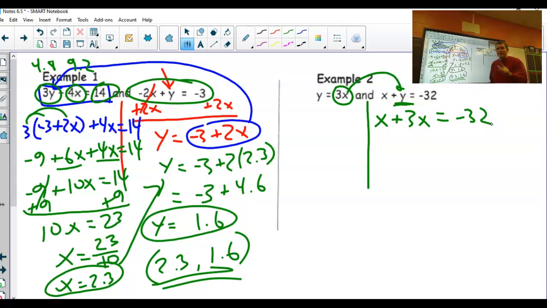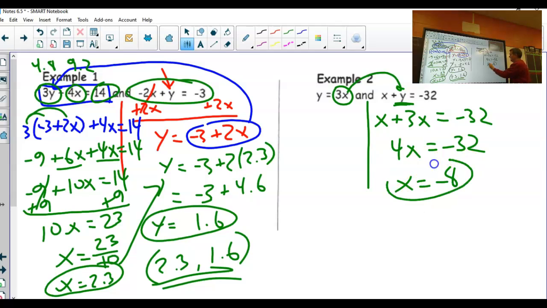I think this is why we did that stupid basketball player problem, to learn how to substitute one thing for another. Woo! All right.